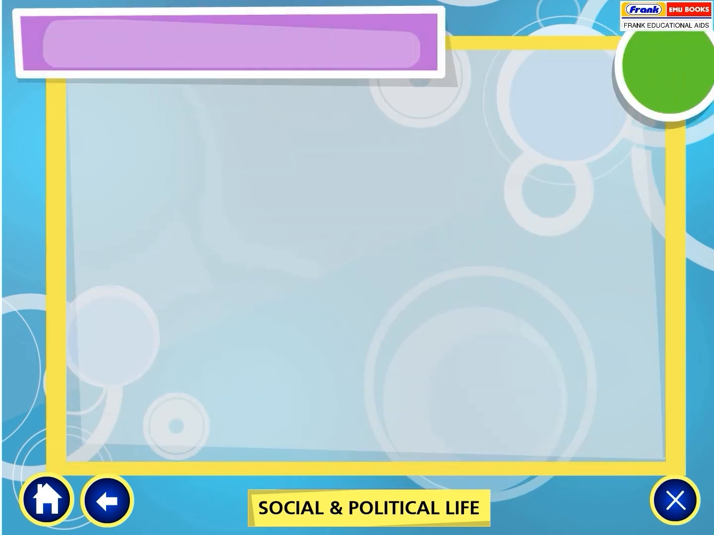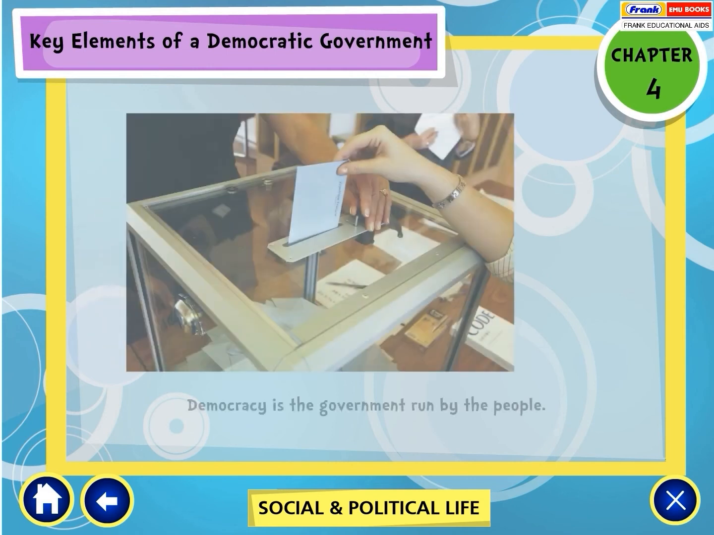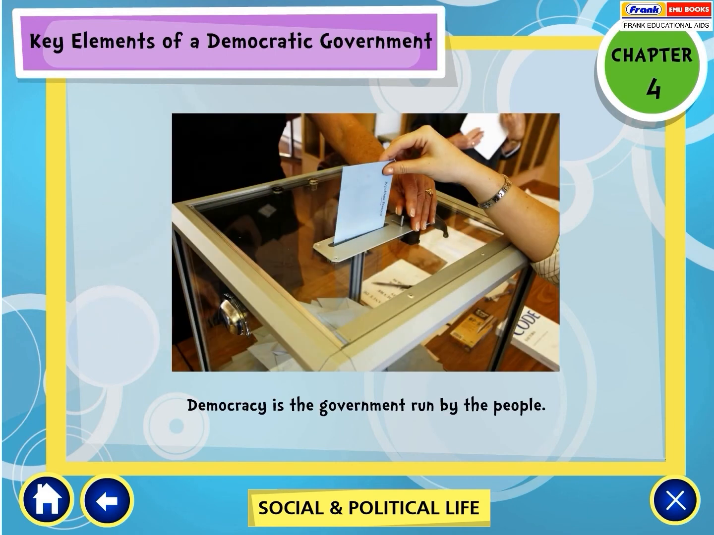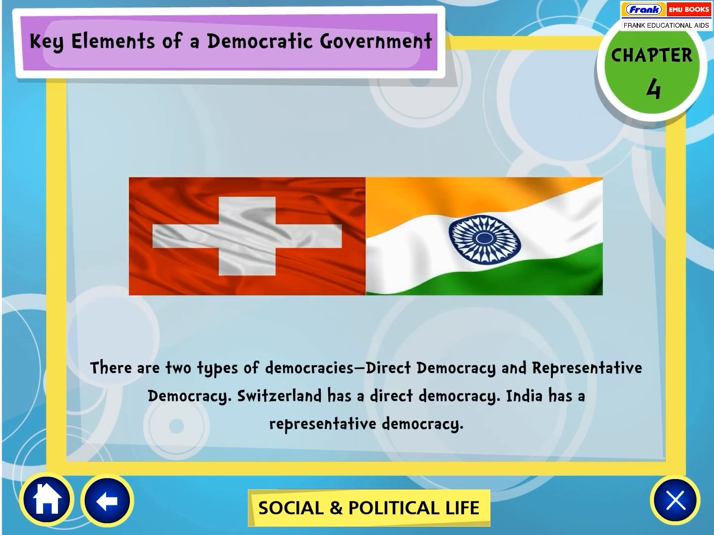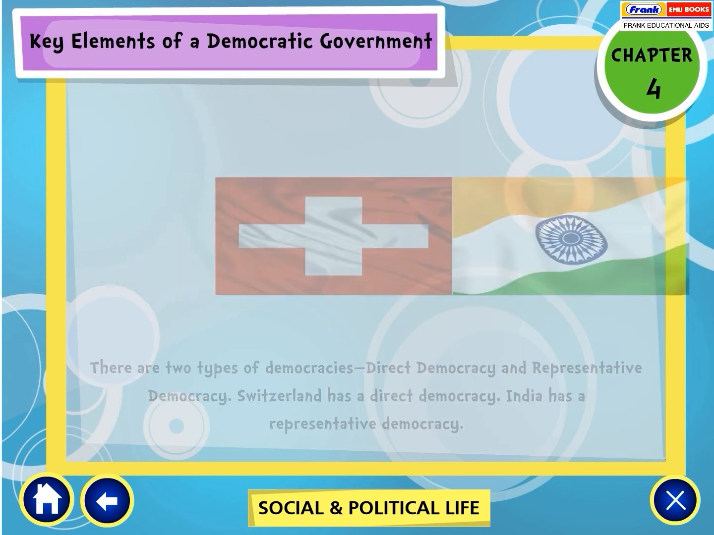Key elements of a democratic government. Democracy is the government run by the people. There are 2 types of democracies: direct democracy and representative democracy. Switzerland has a direct democracy. India has a representative democracy.